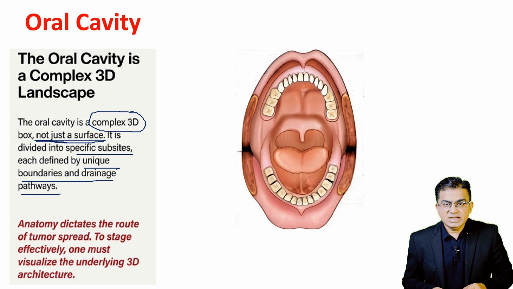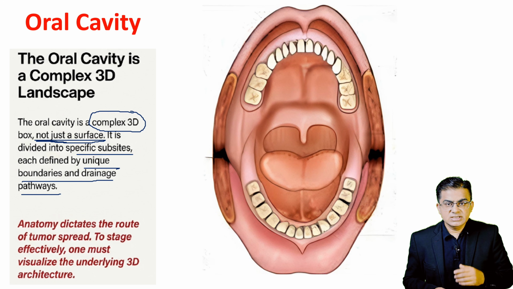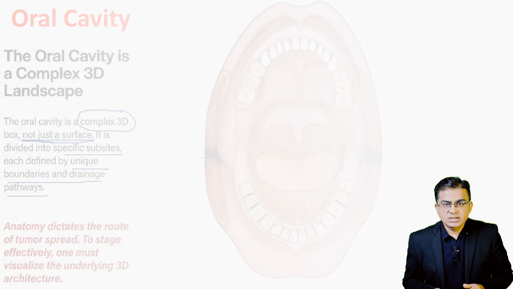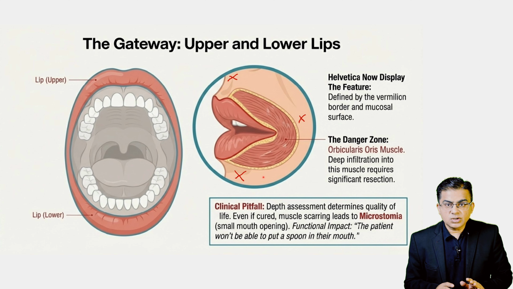Let's break down the architecture of the oral cavity. We start at the entrance, the lips. From an oncological perspective, remember, we are talking about the vermilion border and the wet mucosa of the lips. We are not talking about the skin portion of the lips. Skin is not a part of the oral cavity. Any cancer arising from the skin will be treated as cutaneous cancer, not oral cavity cancer.